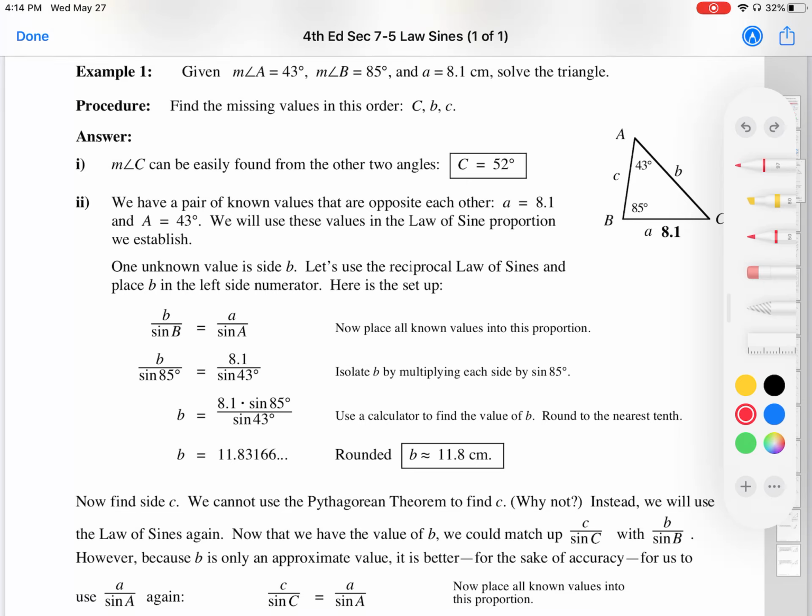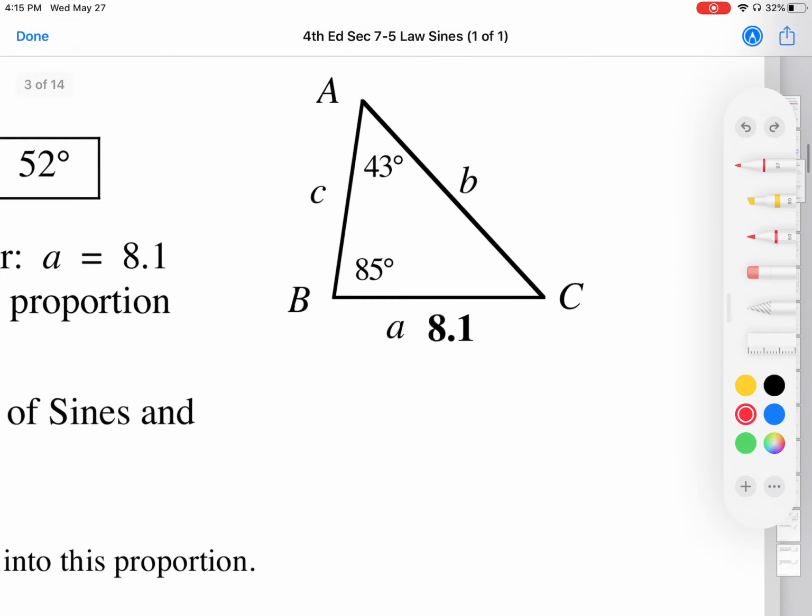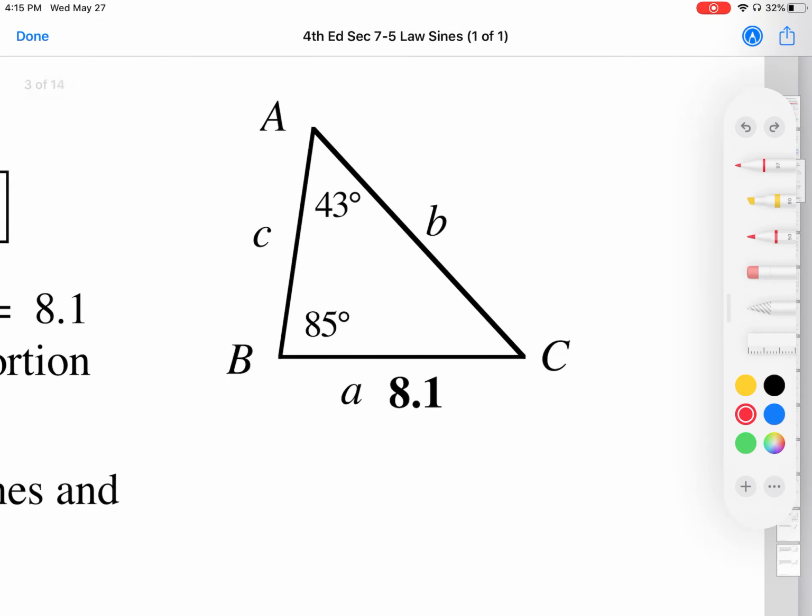Given angle A is 43 degrees and angle B is 85 degrees and side A is 8.1 centimeters, solve the triangle. Alright, so here we have a triangle listed. It doesn't matter what we label angle A, B, and C as long as we're consistent with the labeling. We're told that angle A is 43, angle B is 85, and A is equal to 8.1. Our instructions state to solve the triangle, meaning I need to find out what angle C is.